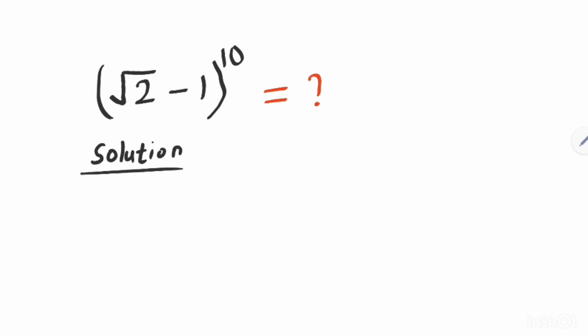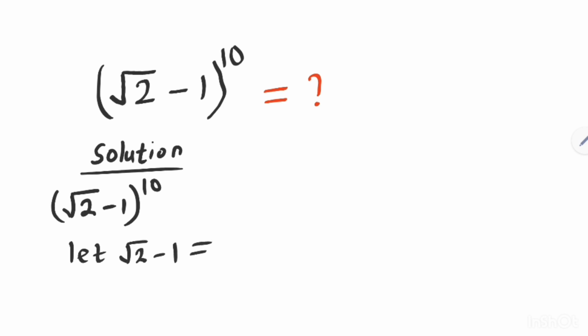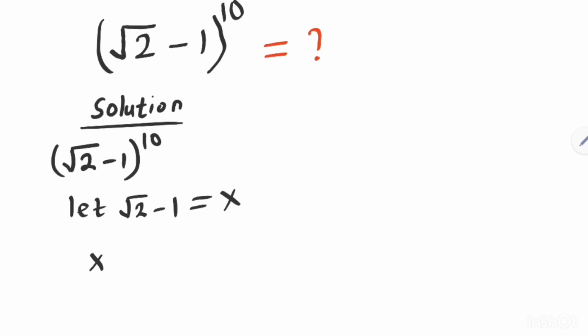Then here we have the given expression, square root of 2 minus 1 all raised to power 10. This is equal to... Let square root of 2 minus 1 be equal to x. Then we have x plus 1 is equal to square root of 2. Let us call this equation 1.